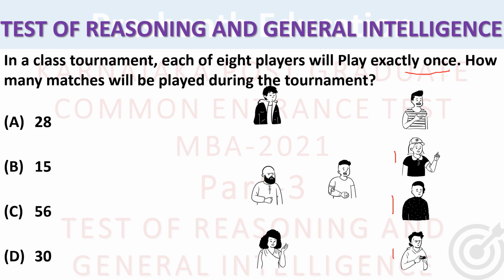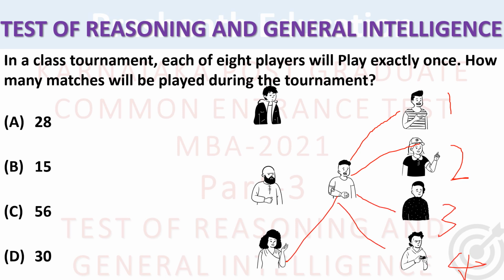Let's take the one in the center, and exactly how many games will he play? One with him, one with him, 1, 2, this will be 3, this will be 4, this will be 5, this will be 6, and this will be 7. So he will disappear. Why? Because he has played with everybody and he will not be there. Okay, so this one is done.